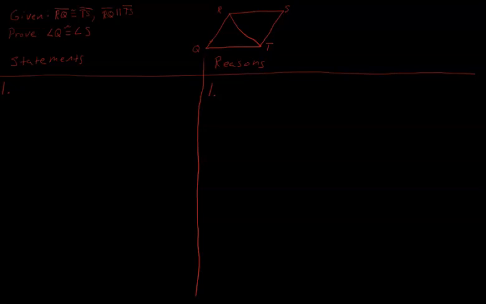All right, given that segment RQ and segment TS are congruent, and that those same segments are parallel, we want to prove that angles Q and S are congruent, given the diagram to the right here.